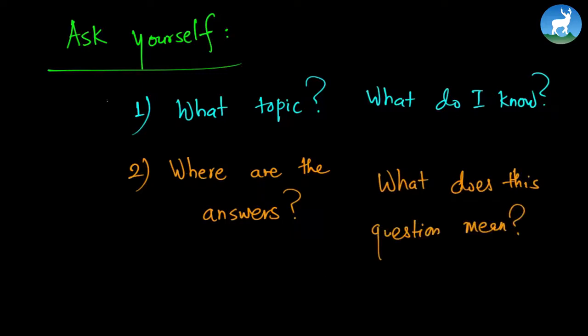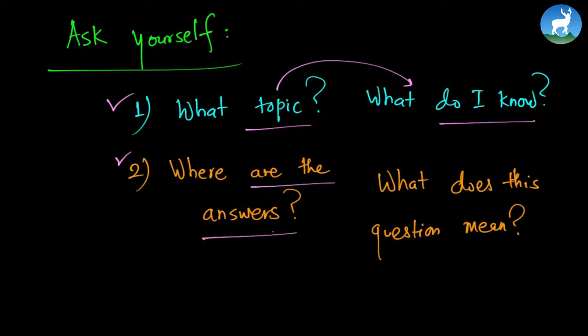They seem like 4 questions, but in fact there are only 2 questions. The first one is what topic? And immediately you ask, what do I know about the topic? Oh, I know nothing about the topic. Oh, absolutely, I know everything about the topic. I don't even need to go to the library. I don't even need to Google. I'm just going to write a nice paragraph right away. And the second question that you should be asking is, where are the answers? Where on earth can I find the possible answers?